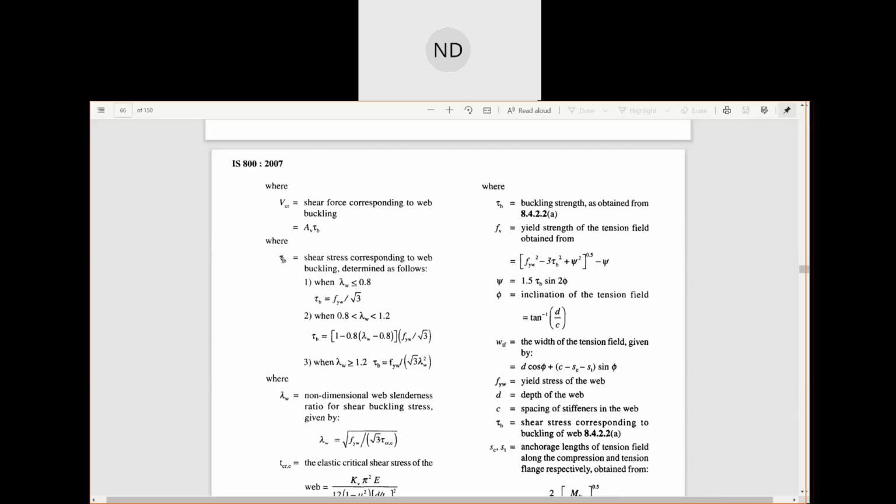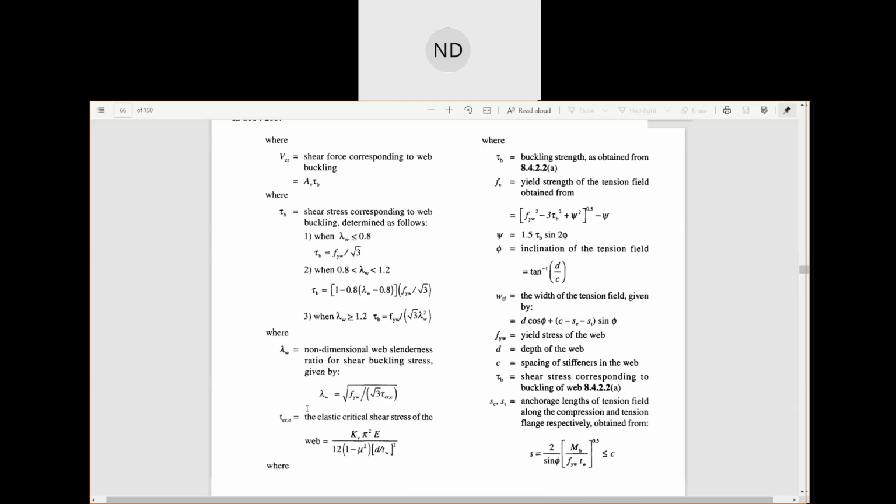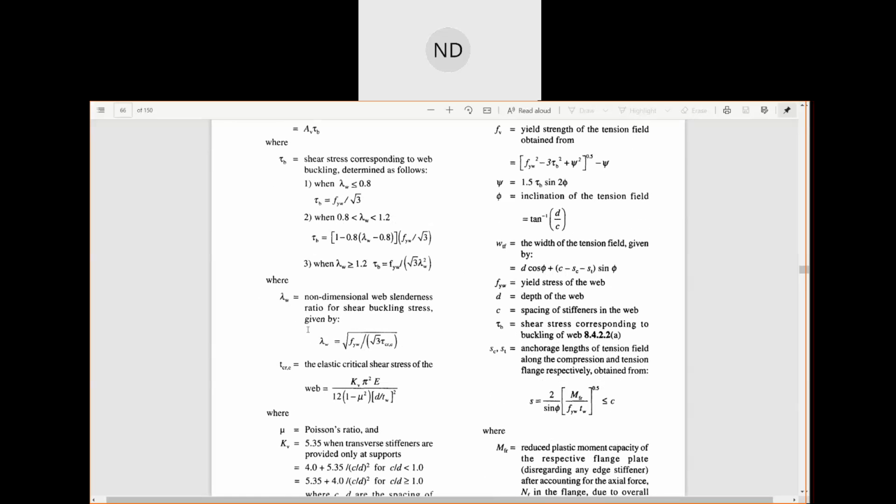To find out tau b, you have to know lambda w, which is the non-dimensional web slenderness ratio for shear buckling. Once you know the lambda w value, you can know which formula to use for your tau b, the shear stress corresponding to the web buckling. Therefore you have to find out lambda w. And what is lambda w? Lambda w is root over fy by root 3 tau cre. To find out lambda w, again you have to know tau cre.